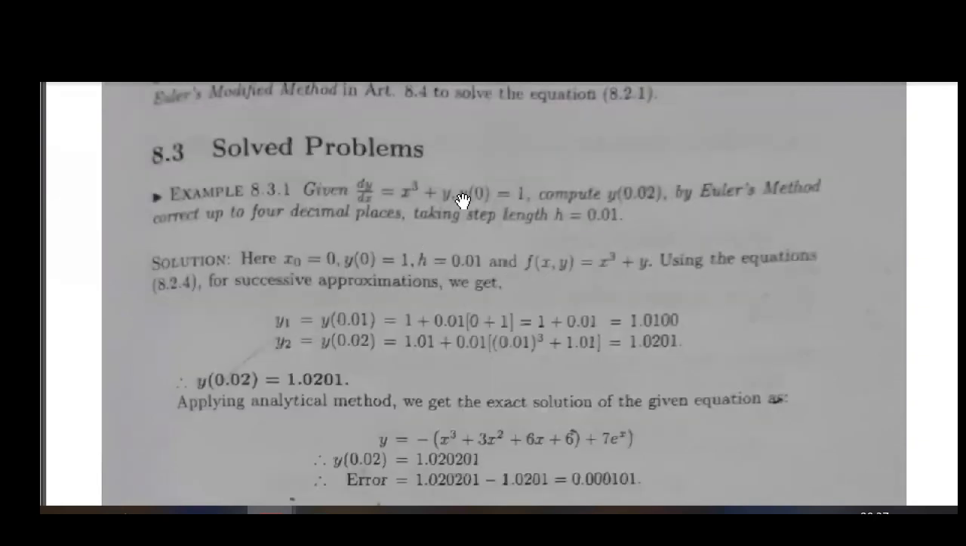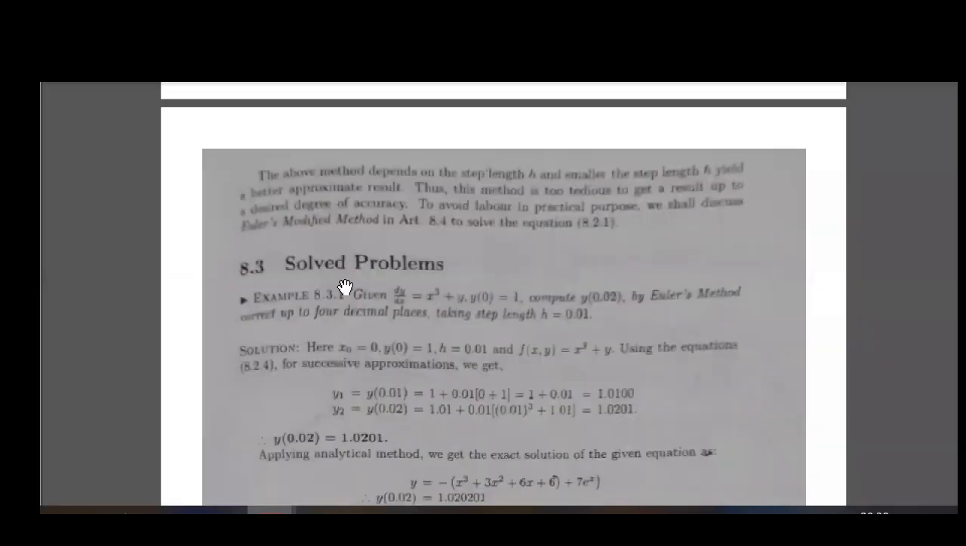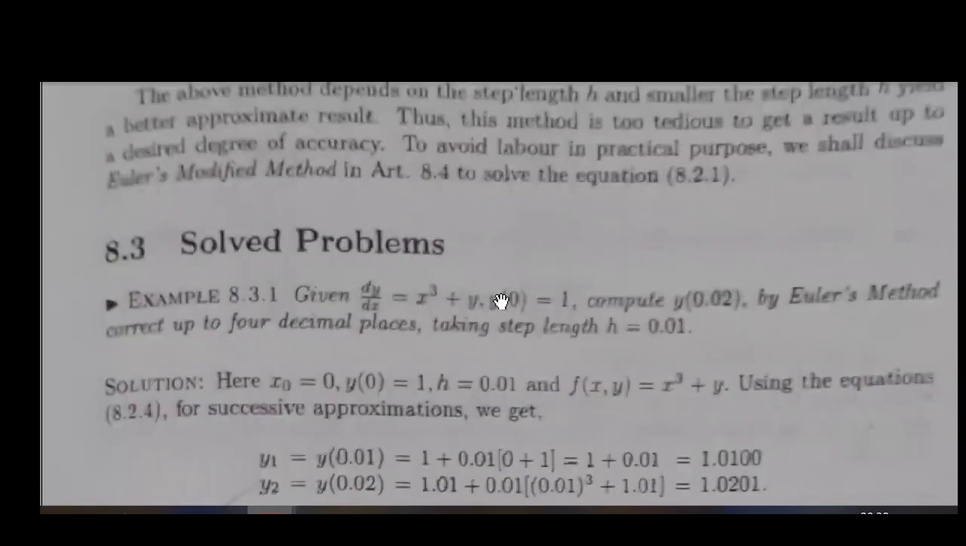Problem says dy/dx equal to x cube plus y. This is given, we have to solve it. Just read the question properly. This is the question given along with y at the point 0 equal to 1. Okay, you have to compute y at the point 0.02 via Euler's method, correct up to 4 decimal places, taking step length h equal to 0.01. So in the problem, they are specifying the step length you have to work with, and what we have to do is find out the solution at the specific point.